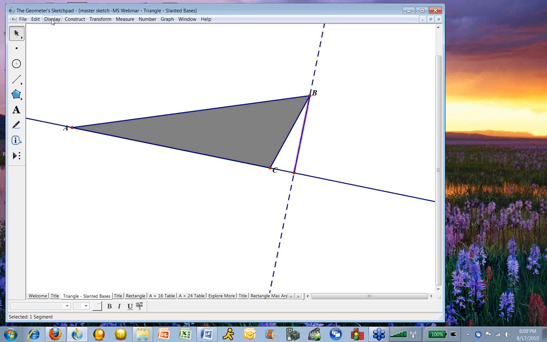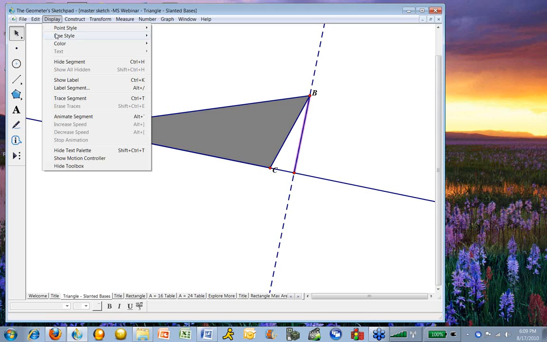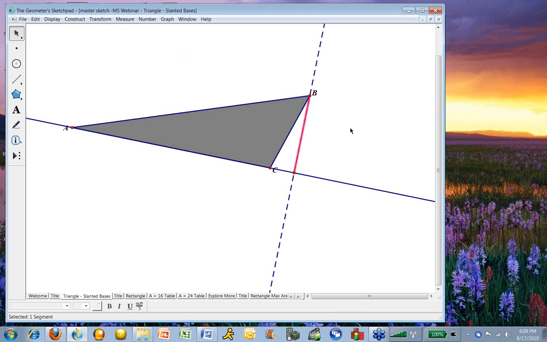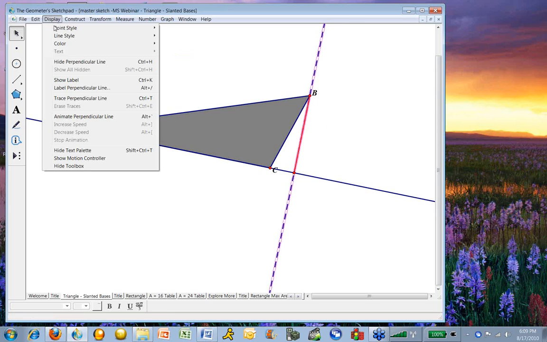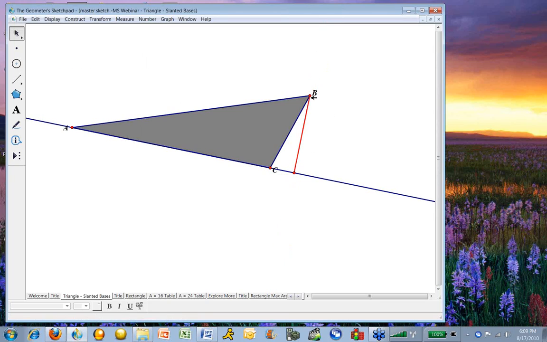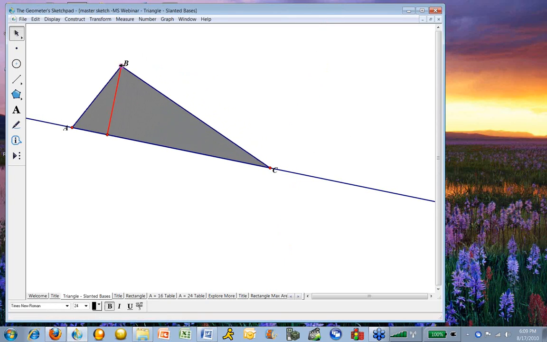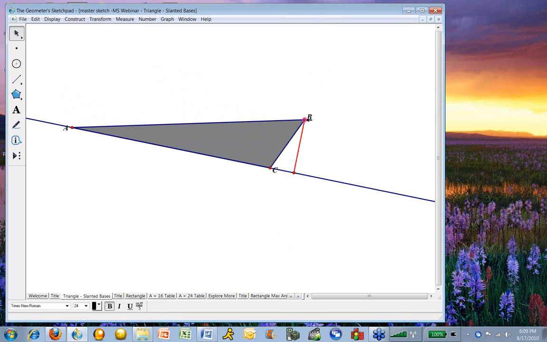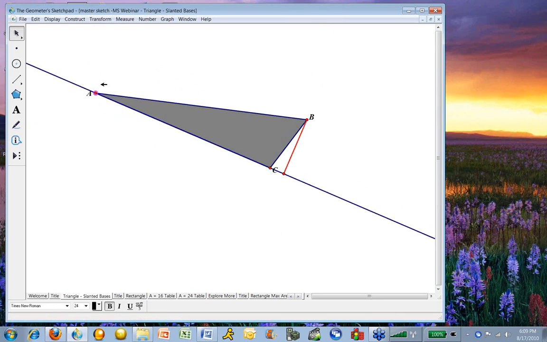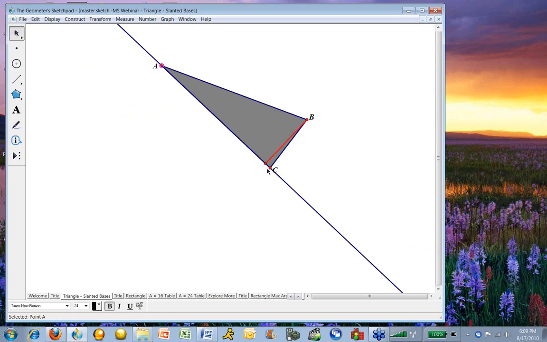So I'm going to make this stand out by simply changing its color. And I'm going to hide the path, the parent path. So I'm going to choose that line and display and hide it. So now I have this perpendicular, this altitude that I can really work with, and I can start doing a lot more than just the formulas. I can have kids making some connections to the altitude.